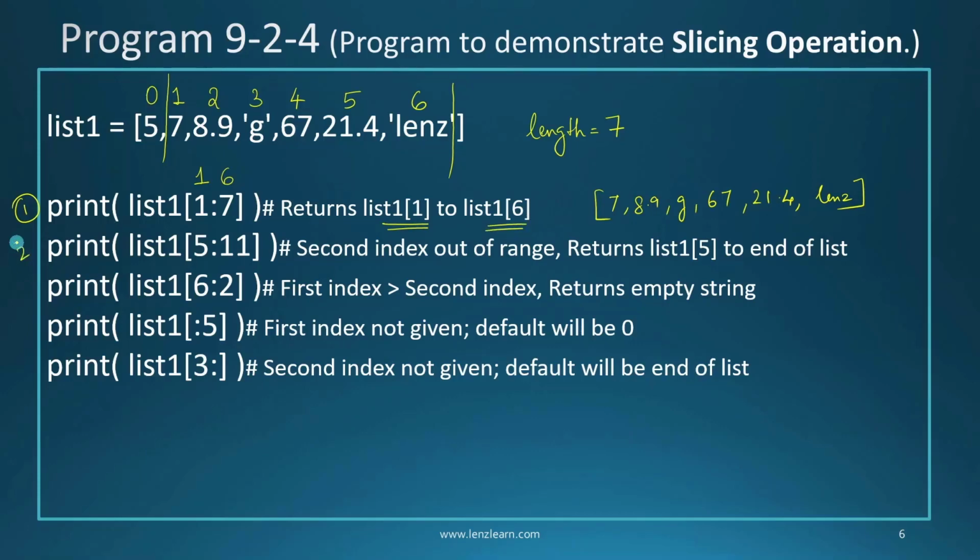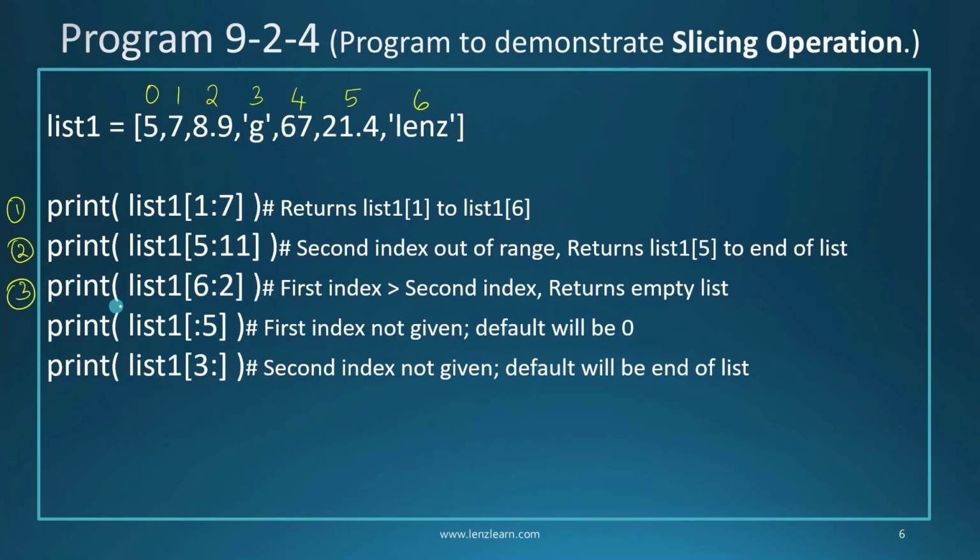Now let us see the second print statement. Here I want to start at index value 5. So now the slicing operator will start from here, and then I'm asking to go up till index value 11. But you see, we have only index up till 6. There is no index value up to 11. But don't worry, the slicing operator is not going to give any error. It will just go to the last value of the list and stop automatically. So the output of this print statement is going to be 21.4 and the word lens. So this list will be created with 2 elements.